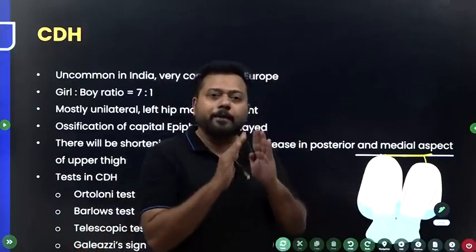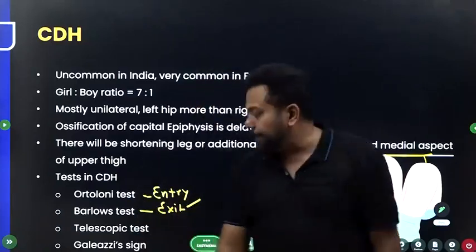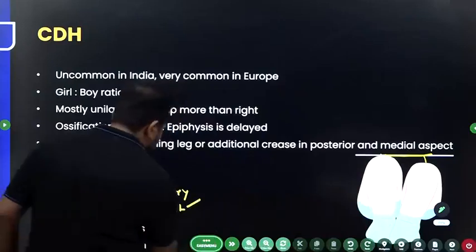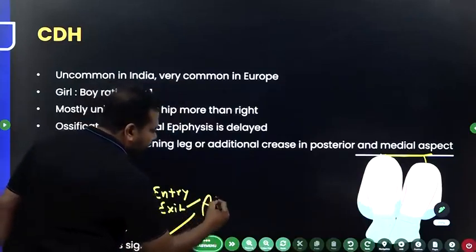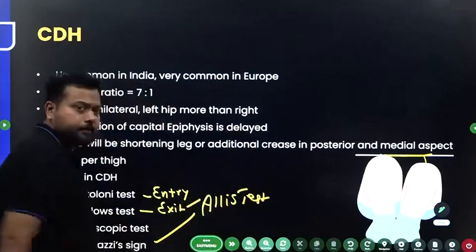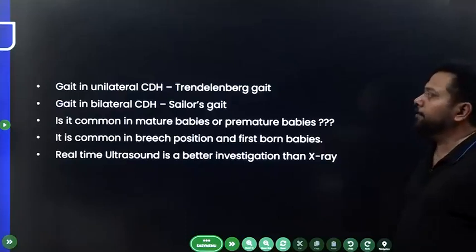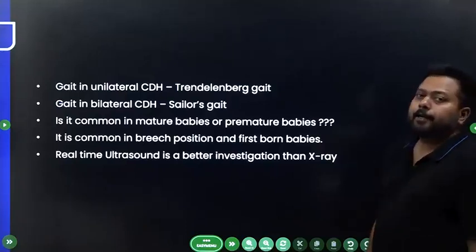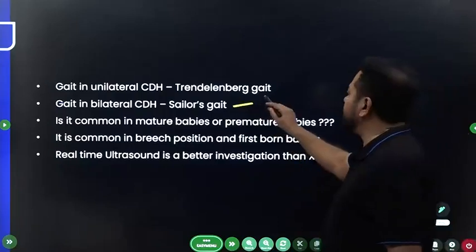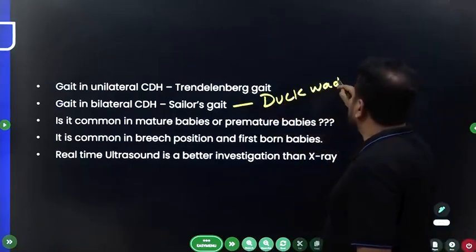Both the knees won't be at the same level. It will be shortened. It will be at a lower level. That is called Galeazzi sign. This Galeazzi sign is otherwise called Allis test. Gait of unilateral DDH is called Trendelenburg gait. Gait of bilateral DDH is called sailor's gait, otherwise called duck waddling gait.